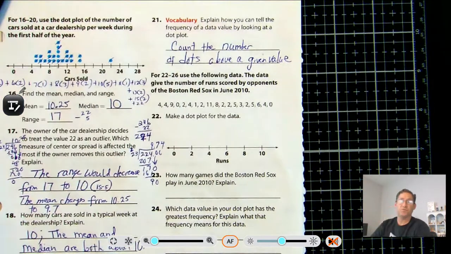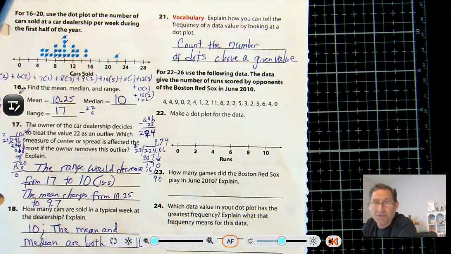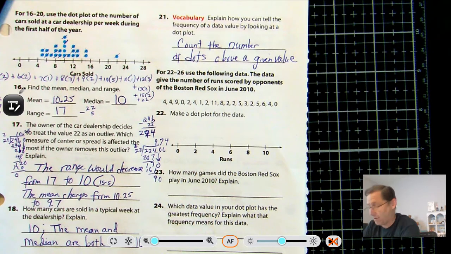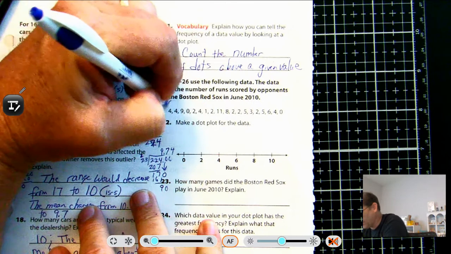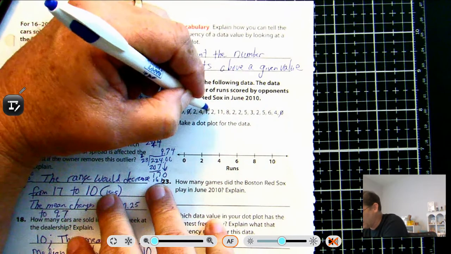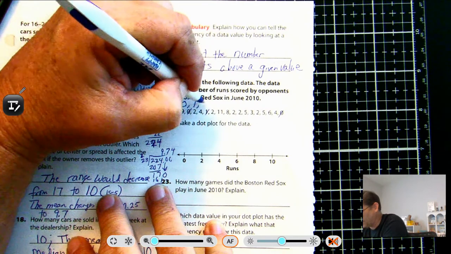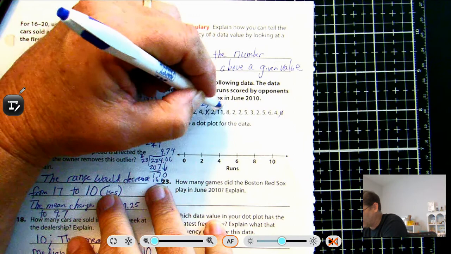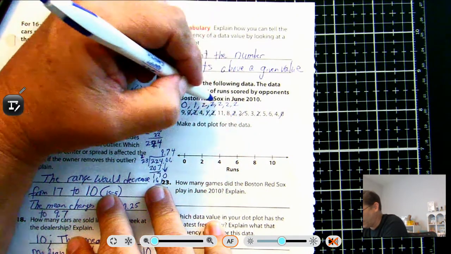All right, 22 through 26 use the following data. The data give the number of runs scored by opponents of the Boston Red Sox in June of 2010. All right, I'm going to go ahead and put these in order from 0 to, it looks like, 11. 1, 2, 3, 4, 5.